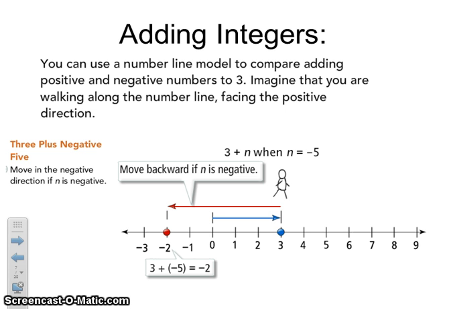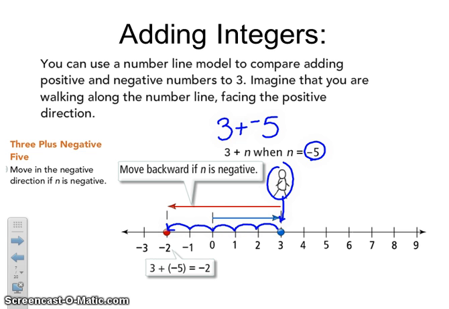Now the next example is when we have one positive integer, 3, plus a negative 5 now. So 3 plus negative 5. When the second number is negative, you need to move backward on the number line. So we start with our little man here at 3, and we're moving back 5 places. So 1, 2, 3, 4, 5. We're moving backward 5 places, and we end up with negative 2. So 3 plus a negative 5 means you move backward 5 places, we end up with negative 2.